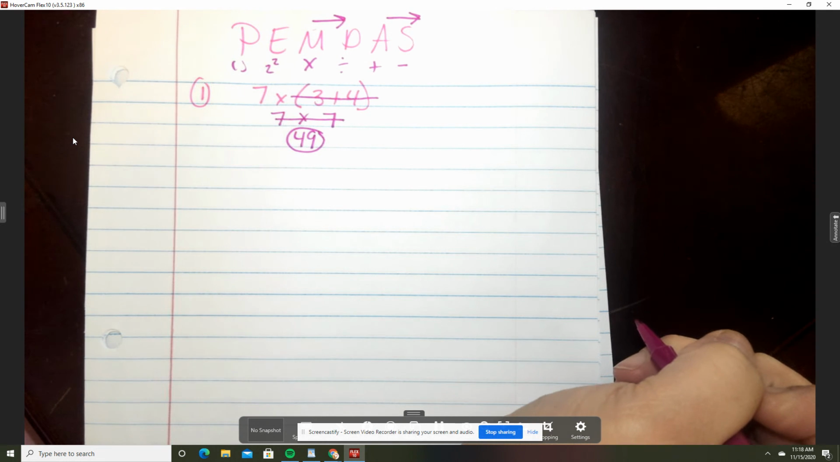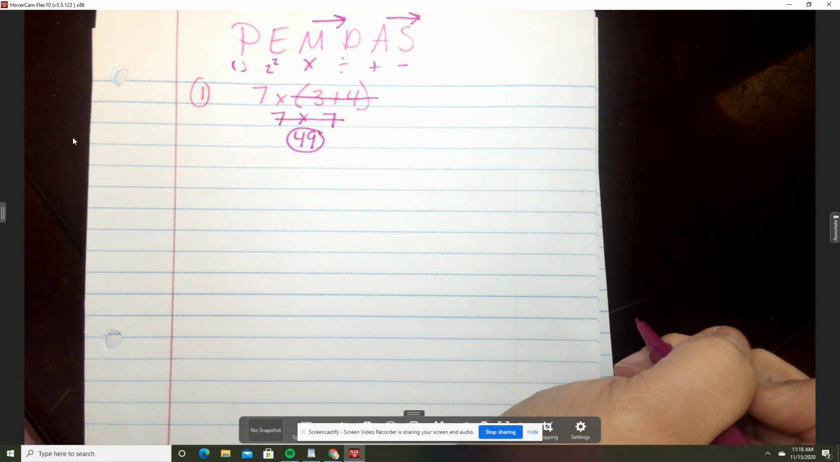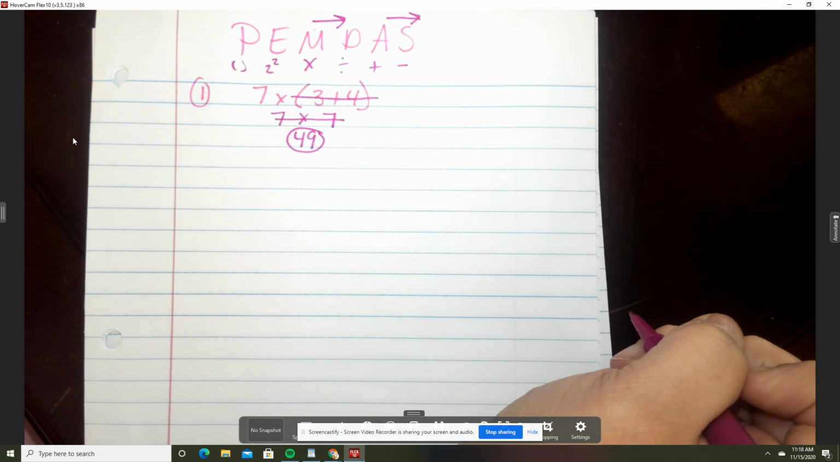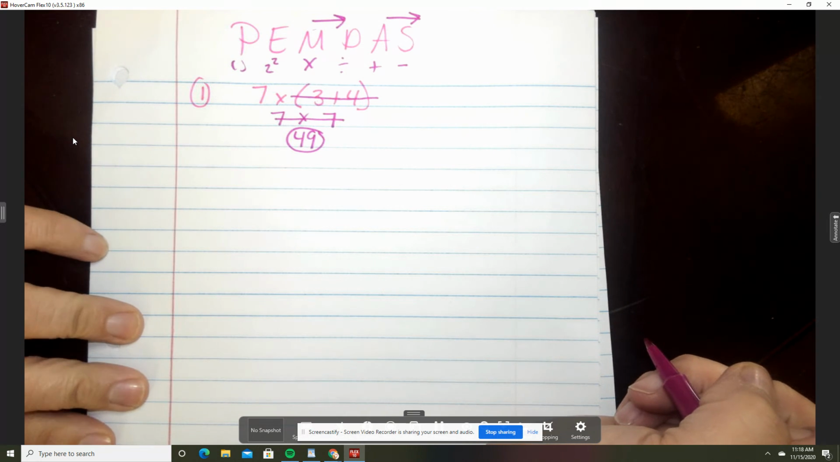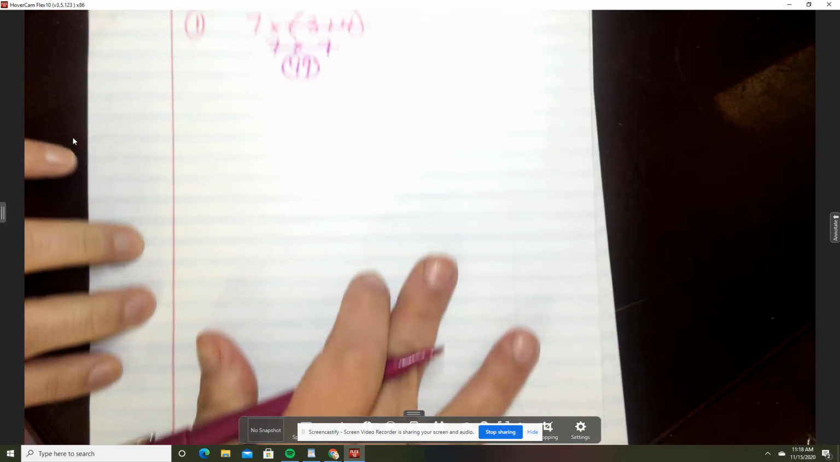So order of operations is a skill where you're going to have to write everything down. You think you could probably do it in your head, but that's when you may mess up. So always write down each part of the problem. All right, so let's look at number 2. Now these are pretty easy, but they'll get a little harder.